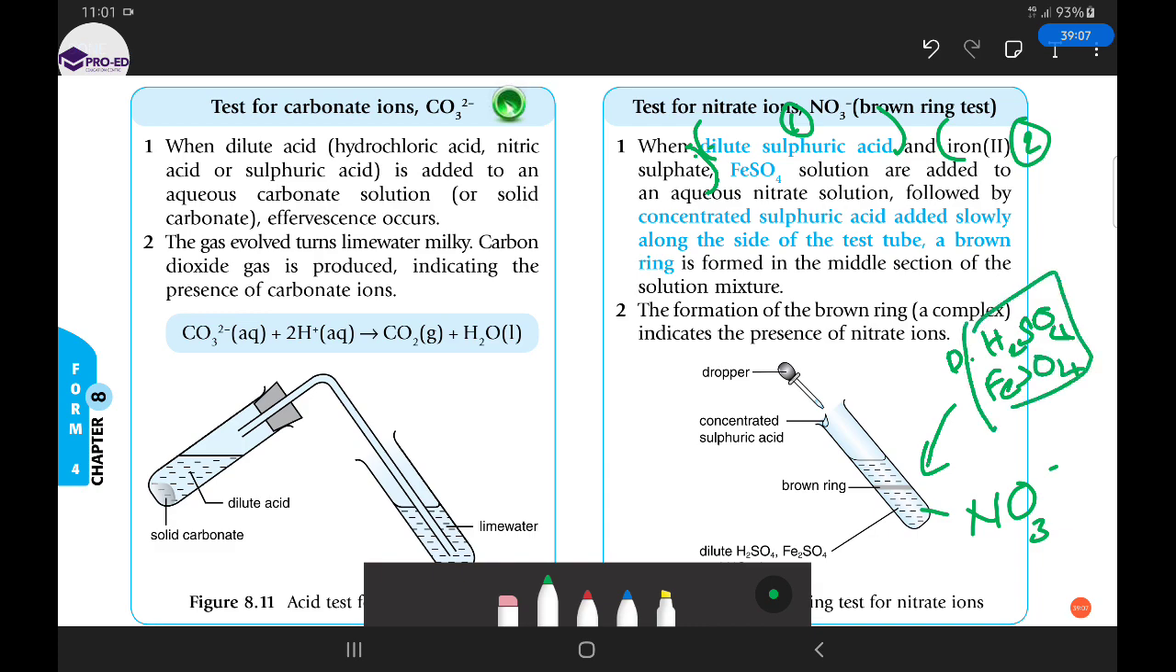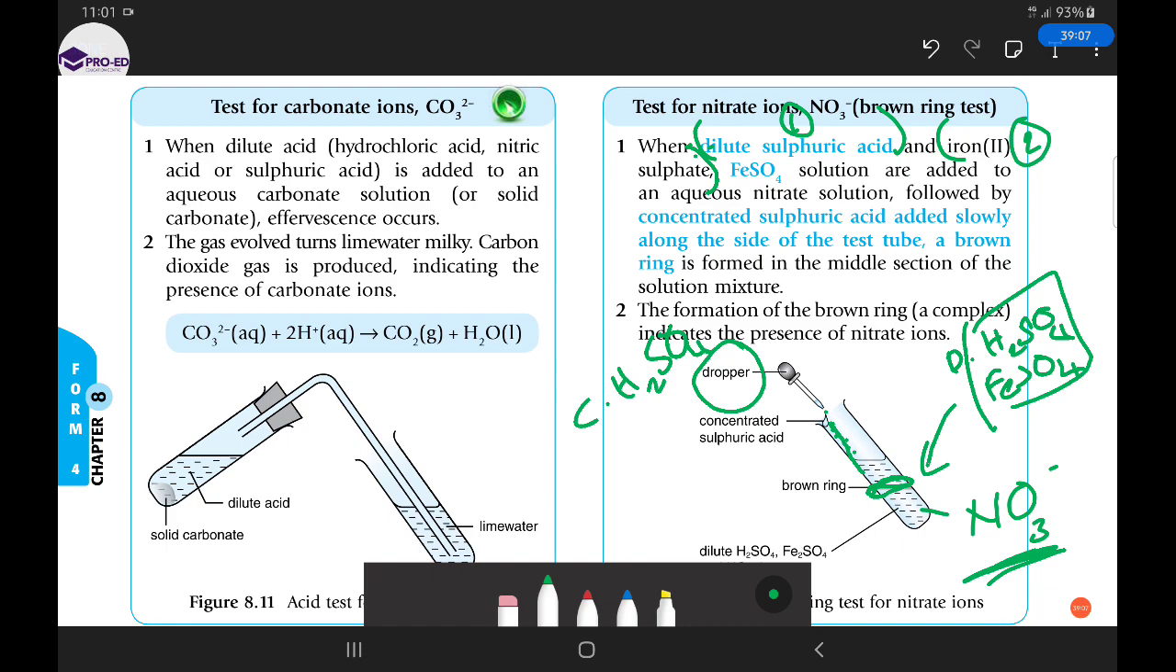Now the next step is you're going to use a dropper and add drop by drop at the side. You're going to add concentrated sulfuric acid. You're going to add a few drops of concentrated sulfuric acid along the side and let it just roll down. As it rolls down, if it's really a nitrate salt solution, a brown ring will form in the middle of this solution. A brown ring will form, and if that brown ring forms, then guaranteed, yes, this is a nitrate salt.